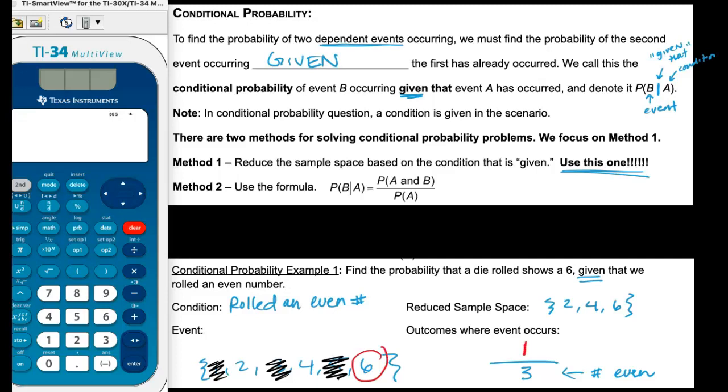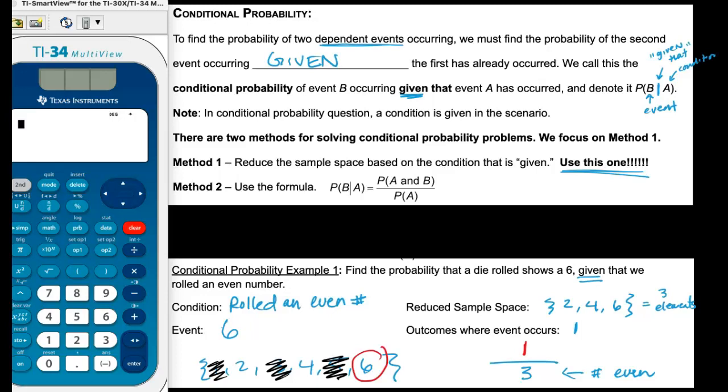If you want to use these words up here, use them to work through the problem if they're helpful. If not, you can just draw the picture and skip them. But the event in this case is rolling a 6, and there's only one of those. So there's 1, and there are 3 elements in our reduced sample space, so our probability is 1/3.